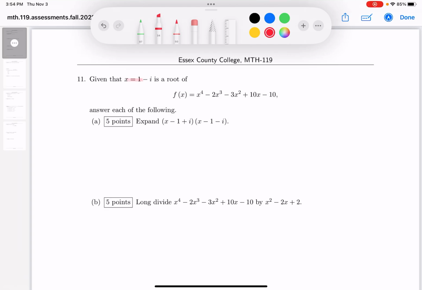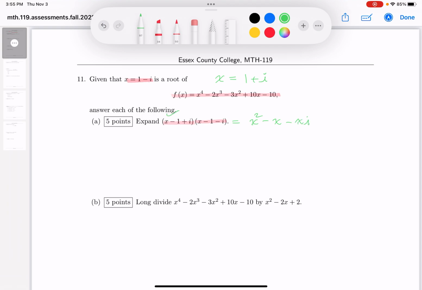Okay, you're told this is a root of this over here, and you should realize by now that if this is a root, the other root would be its conjugate, which would be x minus 1 plus i. All right, so given that information, you know that these are the factors of that polynomial. They want you to multiply it out, and if you were to multiply this out, what are you going to get? You're going to get x squared minus x minus xi.